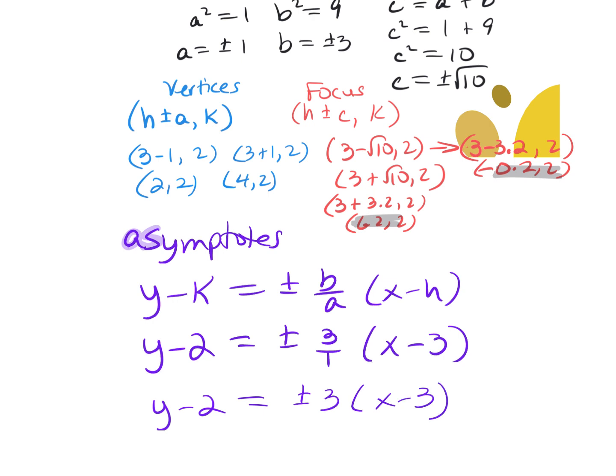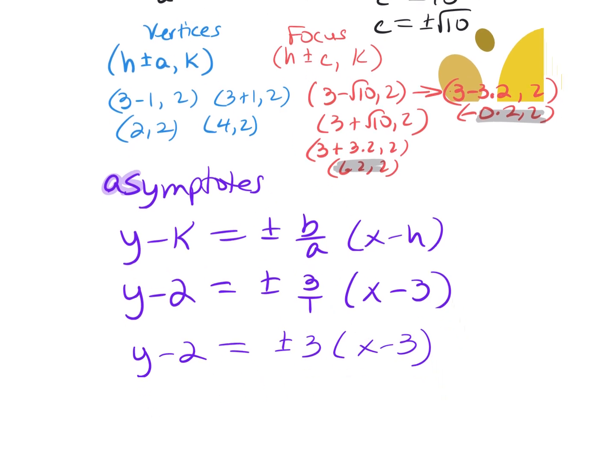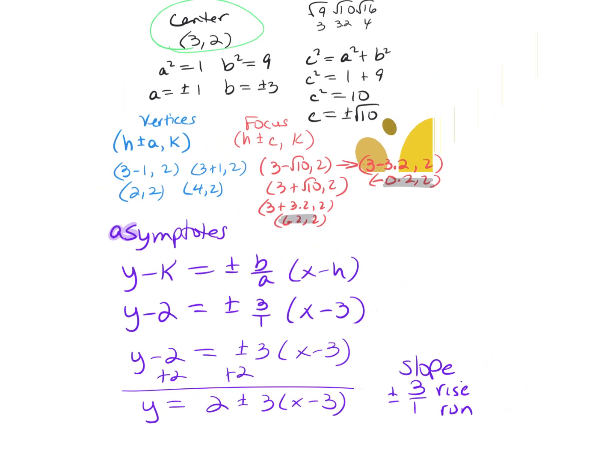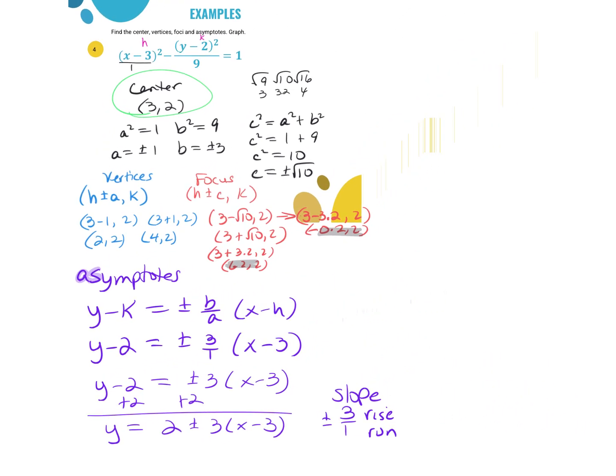Again, just be aware that you could distribute this, put this into slope-intercept form. You could also move the 2 over, which is your k, to get it set so that it looks like the notes. But again, all you need to do is graph the center, and then we're going to move the slope. And remember, your slope was originally 3 over 1. So we'll rise 3, run 1, and this is both positive and negative because we have 2 asymptotes. So let me go ahead and get those 2 asymptotes and the center point graphed first.